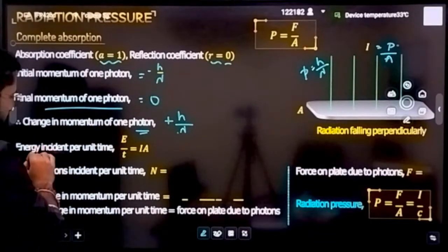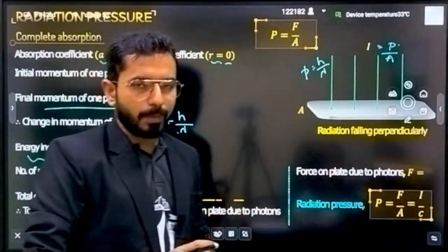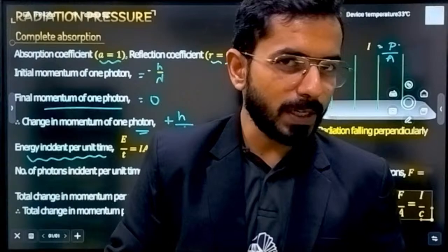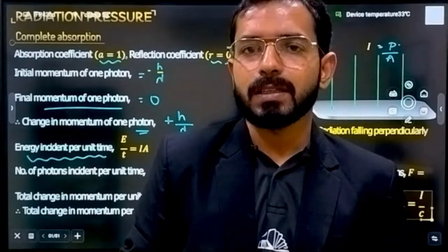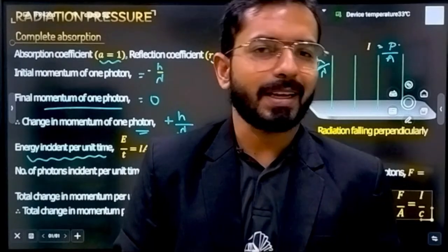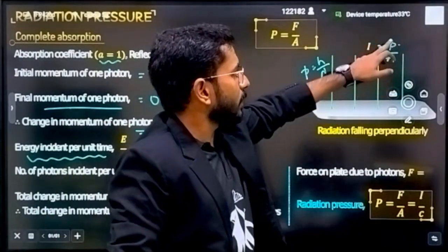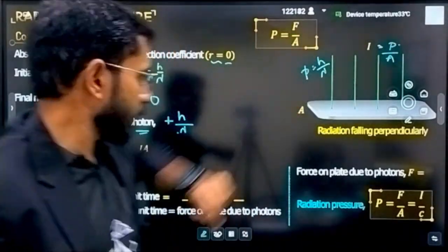Now energy incident per unit time. What is energy per unit time? Can you tell? Can you say it is nothing but power? So what is power? Power is already defined here. I can write it equals I into A, intensity into area. Okay, that is done too.